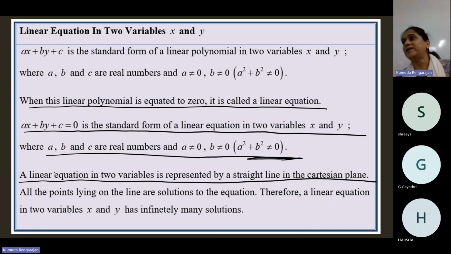Now, when we say it's a straight line, how many points can you find on this line? What is the definition of a line? A line has no endpoints. It extends indefinitely.